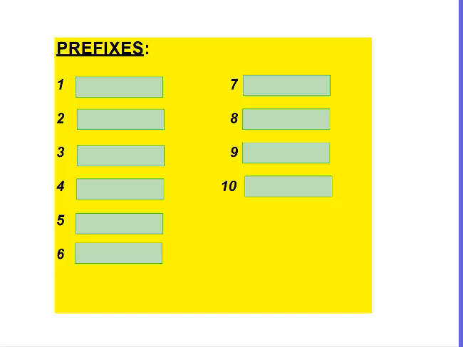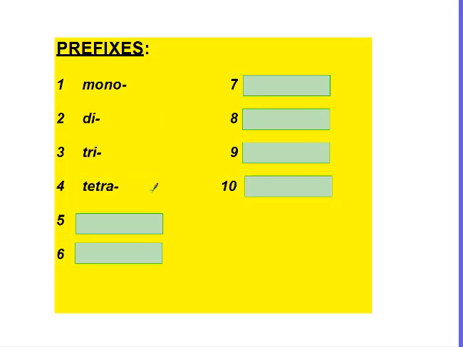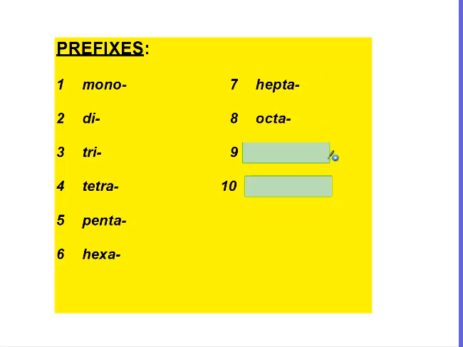You also need to know your prefixes for molecular compounds. Remember that molecular compounds start with nonmetals, and the prefixes tell us how many of each atom are present. So 1 was mono, 2 di, 3 tri, 4 tetra, 5 penta, 6 hexa, 7 hepta, 8 octa, 9 nona, and 10 deca. Make sure that you remember those prefixes. Pause if you need more time writing those down.